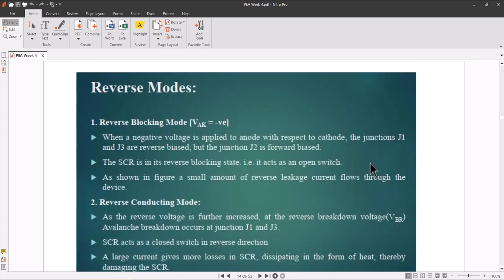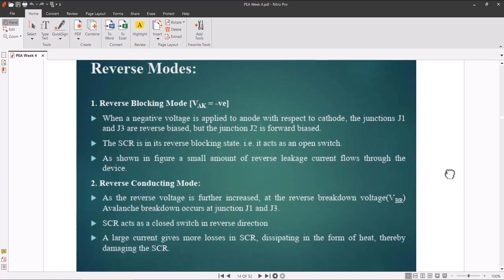Reverse blocking mode: VAK is negative when a negative voltage is applied to the anode with respect to the cathode. The junctions J1 and J3 are reverse biased, but the junction J2 is forward biased. The LASCR is in its reverse blocking state, that is, it acts as an open switch. As shown in the figure, a small amount of reverse leakage current flows through the device. Reverse conducting mode: when the reverse voltage is further increased to the reverse breakdown voltage, avalanche breakdown occurs at the junctions J1 and J3. The LASCR acts as a closed switch in the reverse direction. A large current gives more losses in the LASCR, dissipating in the form of heat and thereby damaging the LASCR.